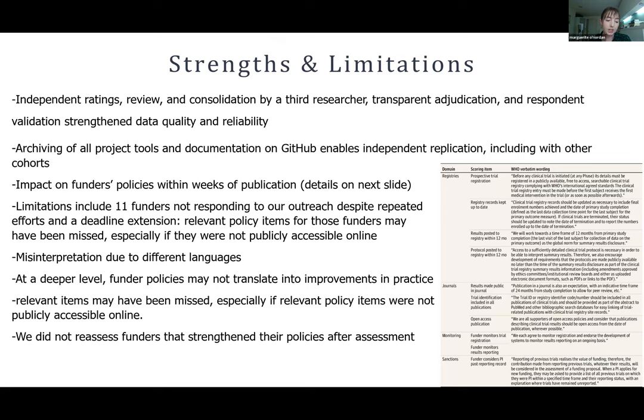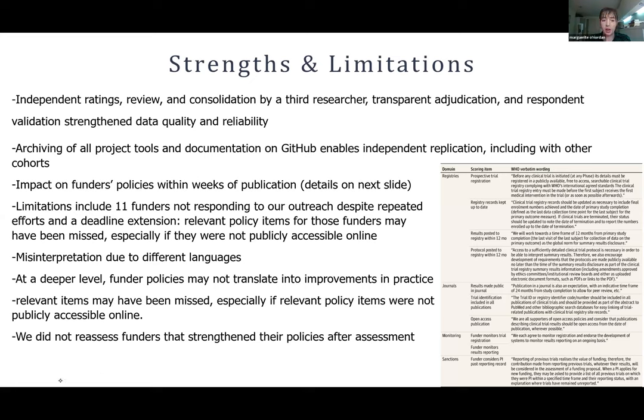We also didn't reassess funders. So this is something to keep in mind: even though we are doing it in 2024, by the time we published it, they may have already, in that length of time, made things better, improved on their policies, added things. So that's something to note as well.